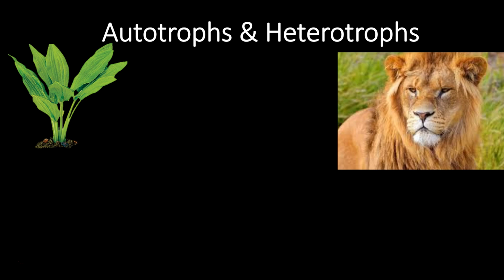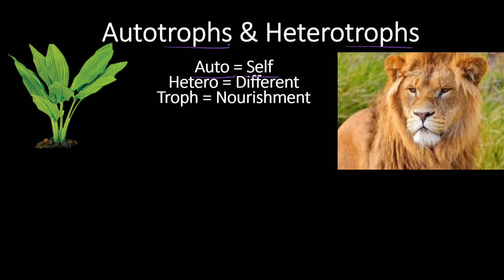If you break these two words down, like all things in science, they're basically made up of suffixes and prefixes. Autotroph, the prefix auto means self or on its own. Okay, that's what auto means, self. Hetero means different or other. And lastly, that suffix troph, that is referring to nourishment or food. So if we say the word autotroph, which would be this plant, well, this plant is an autotroph because it can make food or nourishment by itself. Okay, and it does that through photosynthesis.